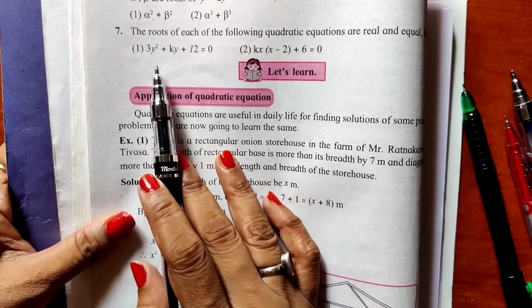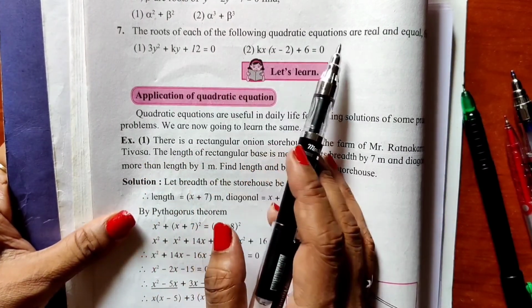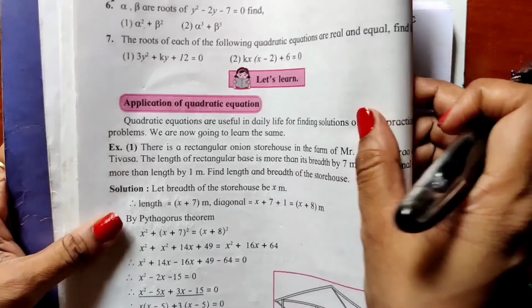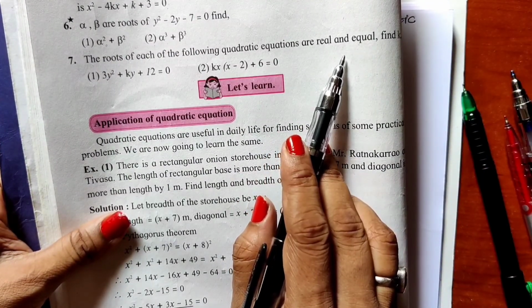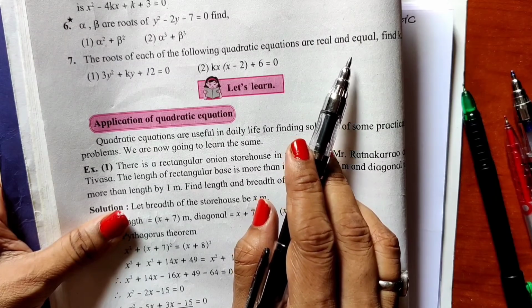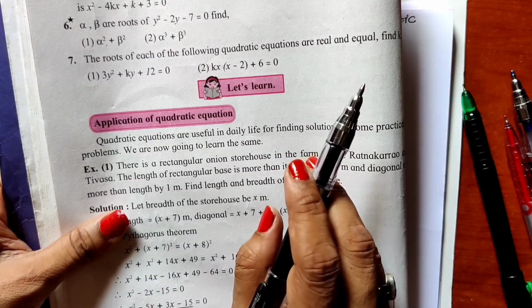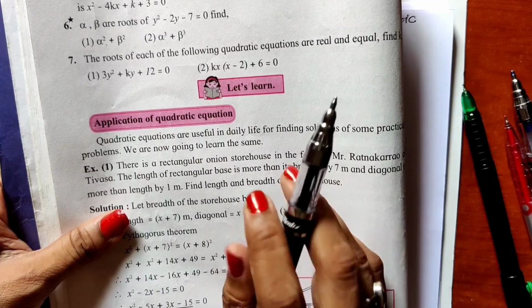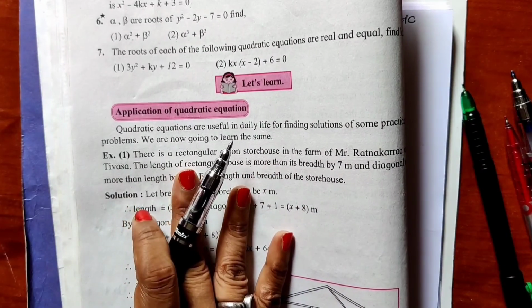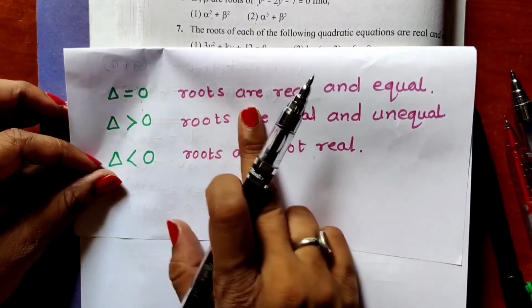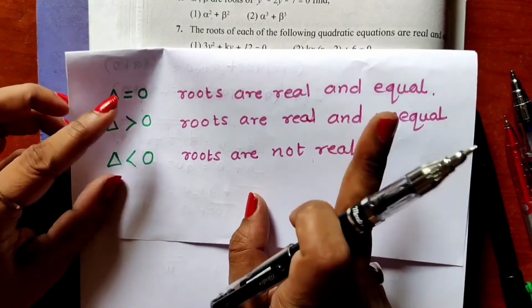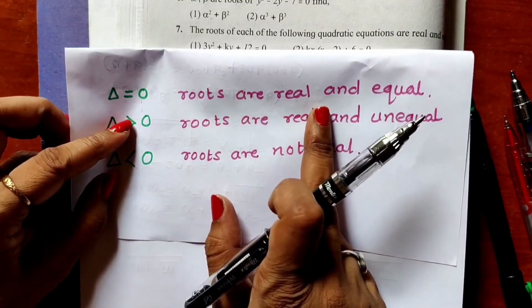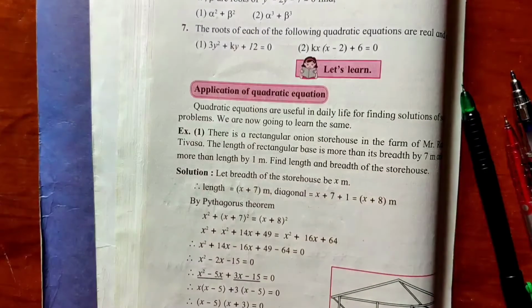Now let us solve this last question. The roots of each of the following quadratic equations are real and equal. We have to find k. Roots are real and equal. That means what is the value of discriminant delta is equal to b square minus 4ac will be equal to 0. When the roots are real and equal, delta value is always 0. We have seen this. When delta is equal to 0, discriminant is equal to 0, roots are real and equal. So delta should always be 0 for getting the roots real and equal. So let us solve the sum.